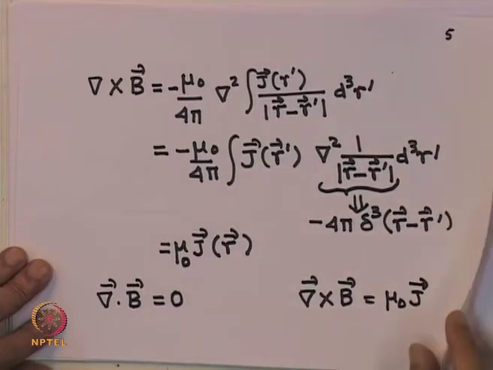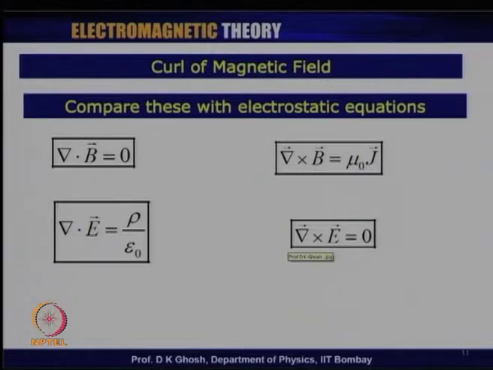I would like you to compare these expressions with the corresponding expression for the electrostatic field. Remember, del dot of B equal to 0, I had del dot of E equal to rho over epsilon 0. That was my electrostatic Gauss's law. Of course, we have already understood why this is 0 and not something else. Del cross E, the electric field, was a conservative field. So, therefore, the del cross of that was equal to 0, but you notice that del cross of B is given by mu 0 times J.